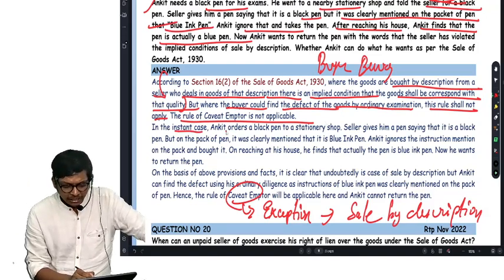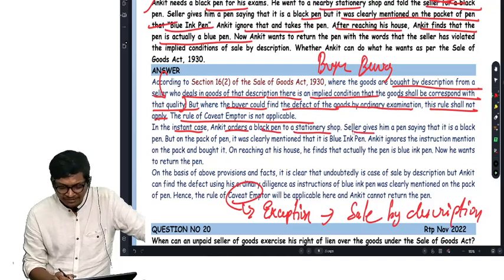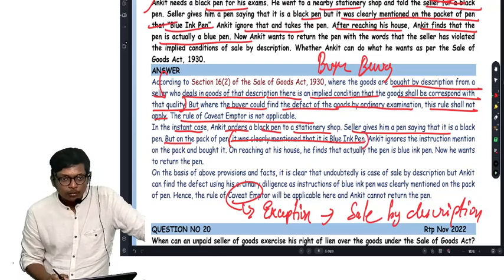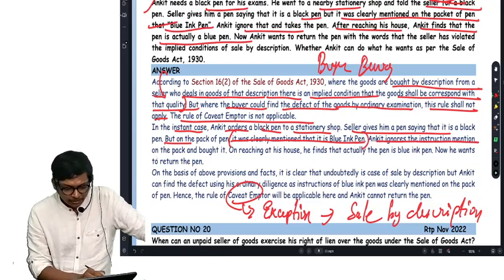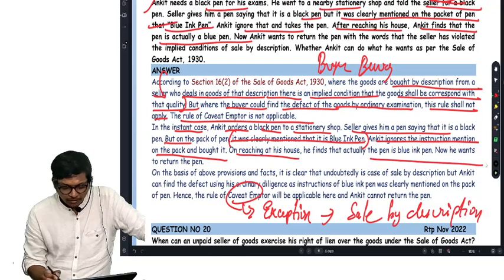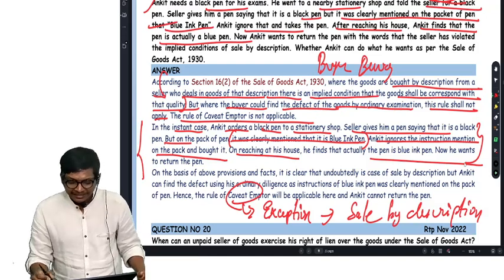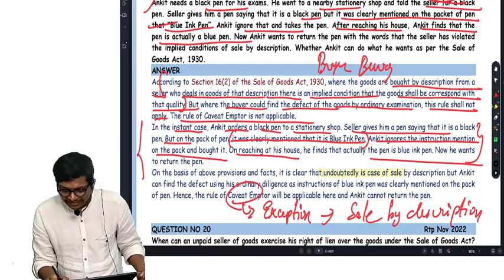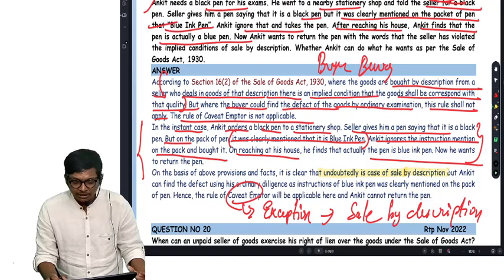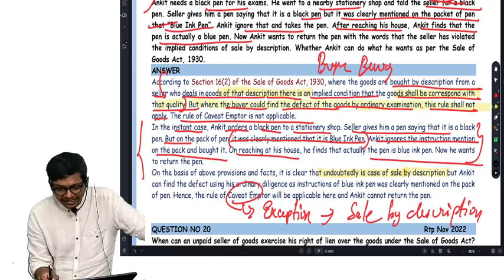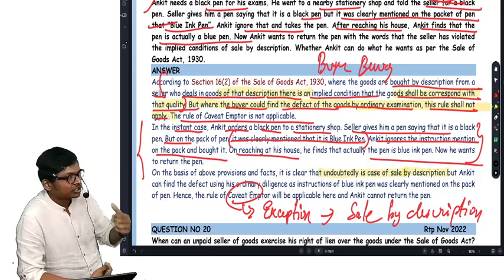In the case, Ankit orders a black pen at a stationery shop. The seller gives him a pen saying it is a black pen. But it was clearly mentioned that it is a blue ink pen. Ankit ignores the instruction mentioned on the pack and buys it. On reaching the house, it is actually a blue pen. Second paragraph is the facts. On the basis of the above provision, it is very clear, in case of sale by description. But what is the sale by description point saying? There's one more point: the goods shall correspond to the quality, but where the buyer could find the defect by ordinary examination, this rule shall not apply.